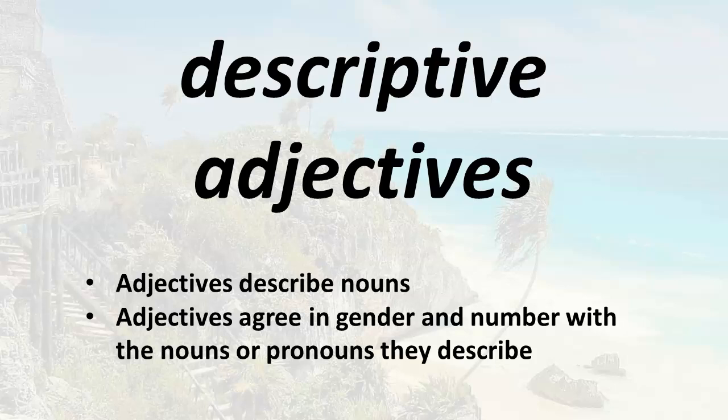In our last couple of lessons we've been working with descriptive adjectives. Remember that adjectives are words that describe nouns. They are the words that condiment our nouns, so to speak. It's like the salt or pepper, mustard, mayonnaise, ketchup that you add on to your food to spice it up a little bit. So we use adjectives to spice up our nouns, give them more meaning, give them more description. Adjectives will agree in grammatical gender and in number with the nouns and the pronouns they describe.